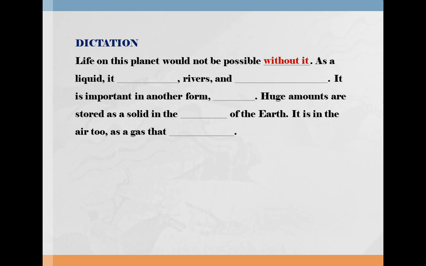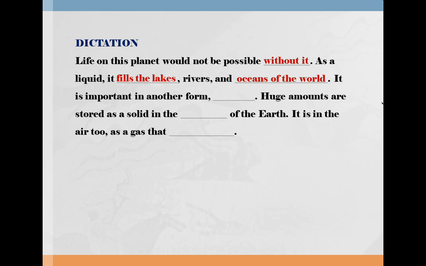As a liquid, it fills the lakes, rivers, and oceans of the world. Liquid means a liquid. As a liquid, it fills the lakes, rivers, and the oceans of the world. Oceans of the world means the seas of the world. As a liquid, it fills the lakes, rivers, and oceans of the world.